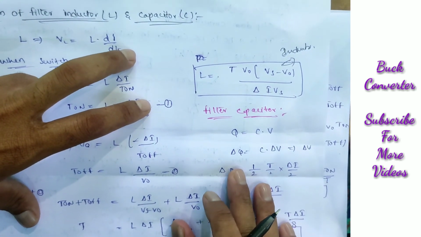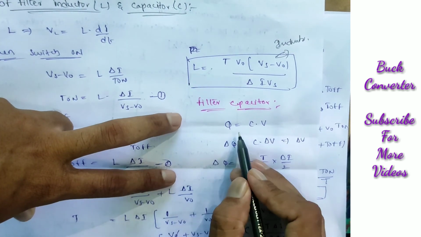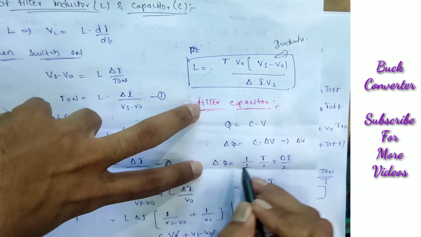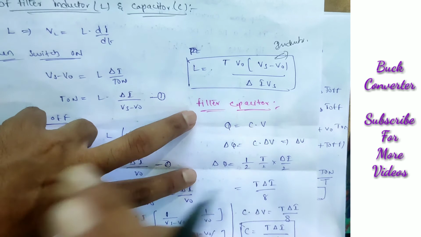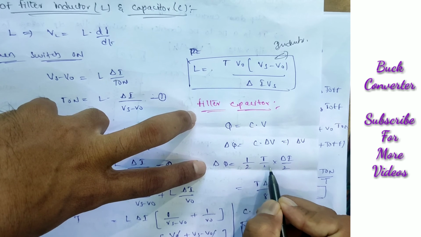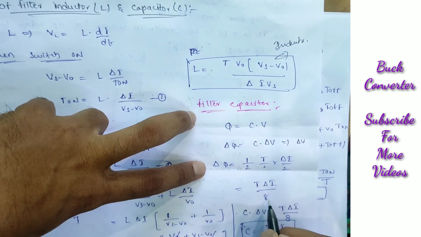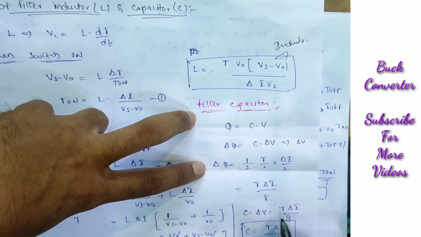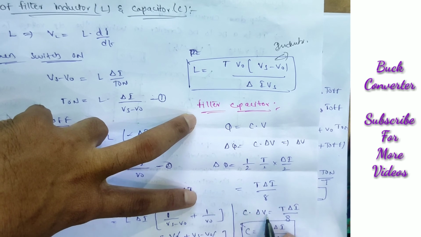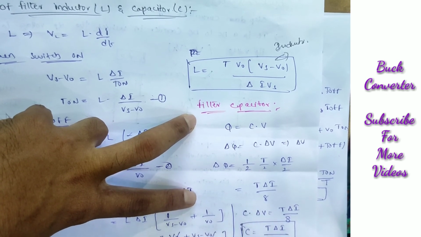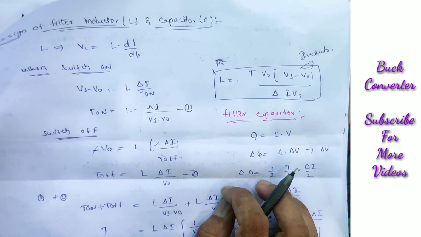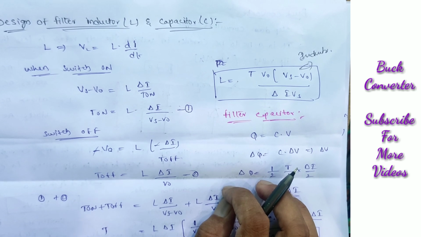Then design the expression for the capacitance. As we know that Q equals CV, then change in Q equals C into delta V, whereas delta Q, as we see in the waveform, equals half into T by 2 into delta I by 2, that is T delta I by 8. Then C into delta V equals T delta I by 8, whereas C equals, if delta V comes to the denominator, this is the expression for the C. This is the overall explanation regarding the buck converter.